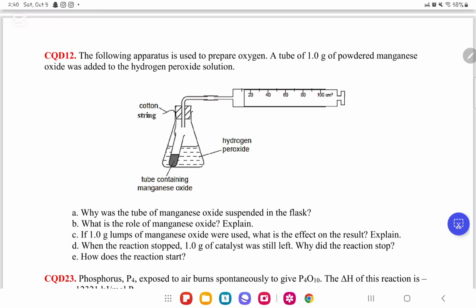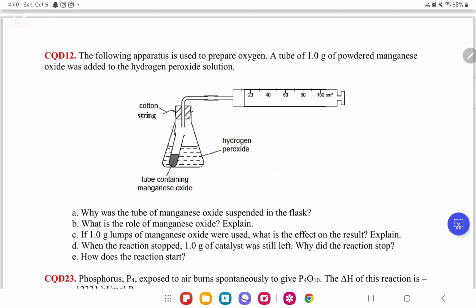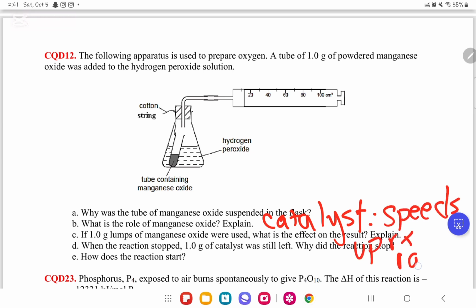Okay, so why was the tube of manganese oxide suspended in the flask? Because we want to separate the manganese oxide from the hydrogen peroxide. So before the reaction happens, we are going to separate them. Part B. What is the role of manganese oxide? Manganese oxide is a catalyst. Why? Because it speeds up the reaction rate. So it is a catalyst, okay, it speeds up the reaction rate.